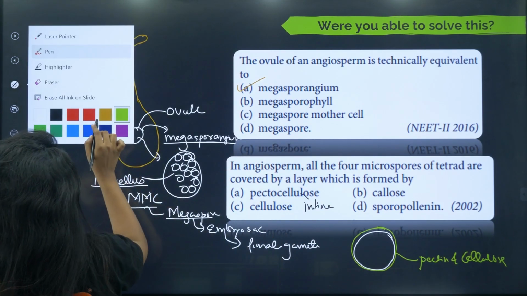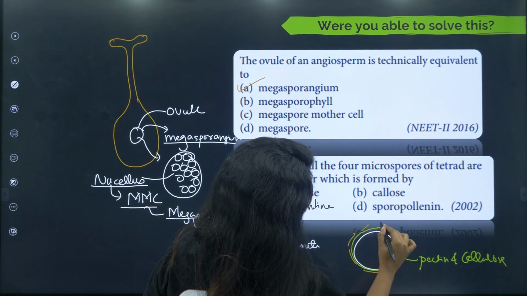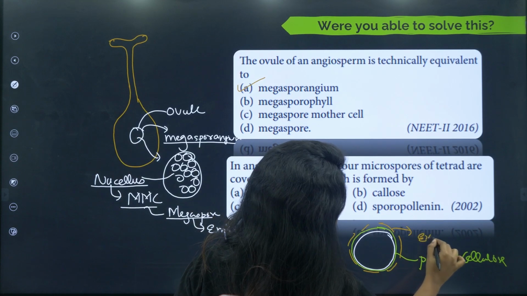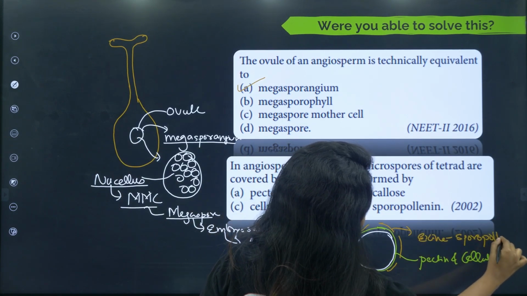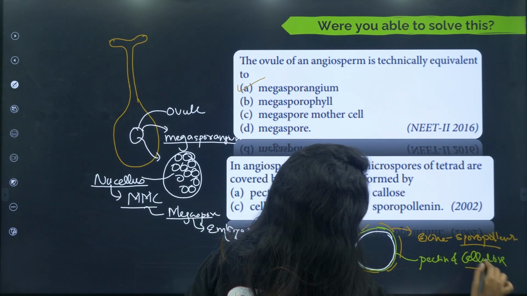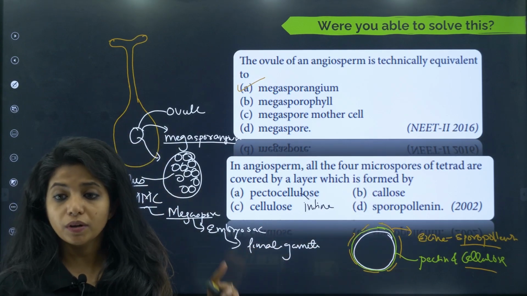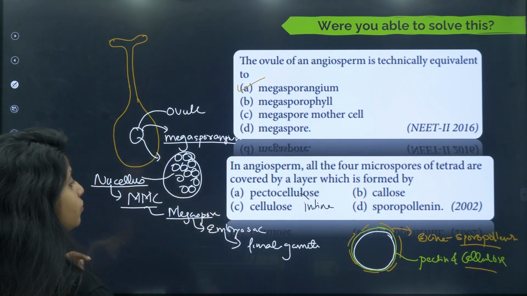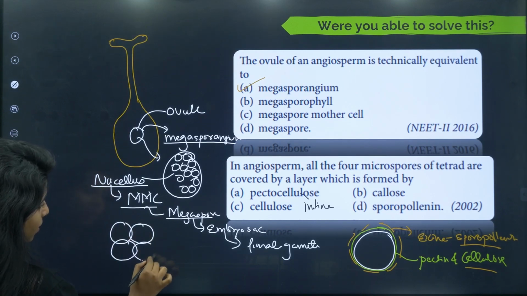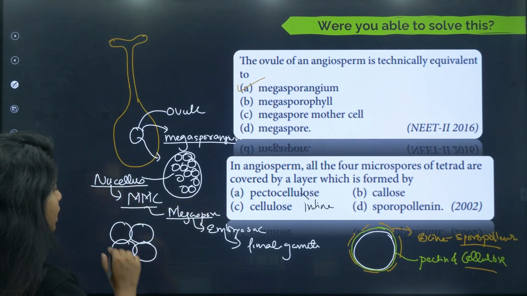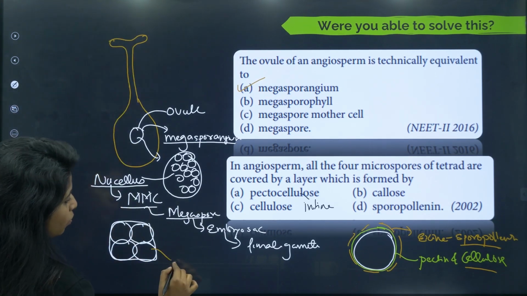Outside this layer there is another layer which is broken in between. This layer is not continuous, and this is known as the exine, made up of the toughest substance, sporopollenin. Children usually get confused with these, but there is nothing of them involved in this question, because the question is about 4 microspores of a tetrad. That means when the 4 microspores are together, 1, 2, 3, 4, they are covered by a layer formed by what, children? What is this layer which covers it? It is known as callose.